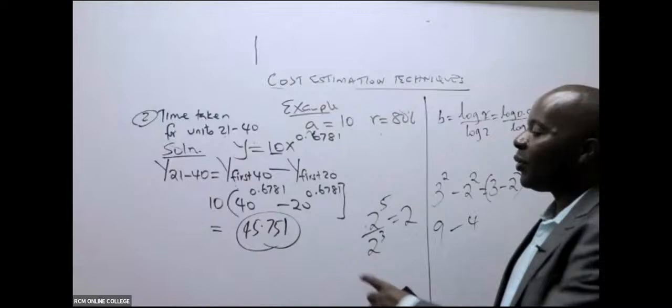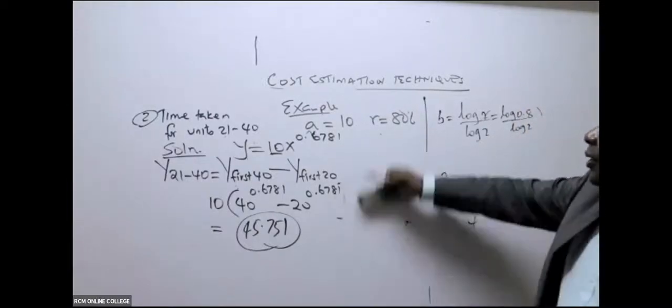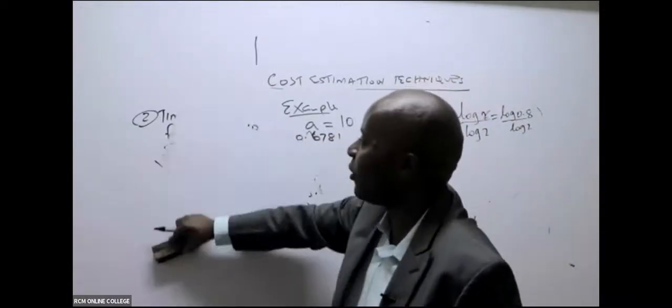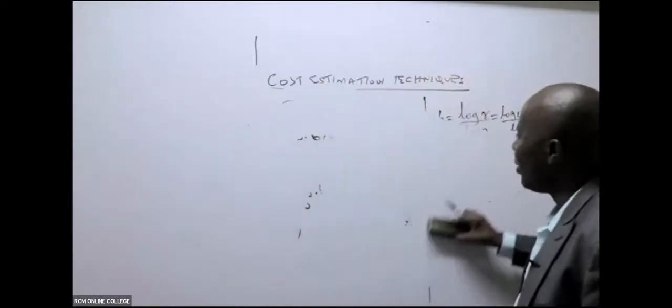So all of us, are we getting that 45.71? Why today are they seeing lots of dust? They're not getting these figures, but we shall overcome.